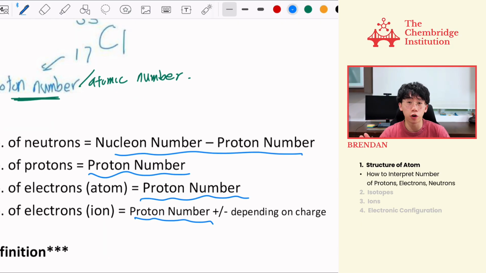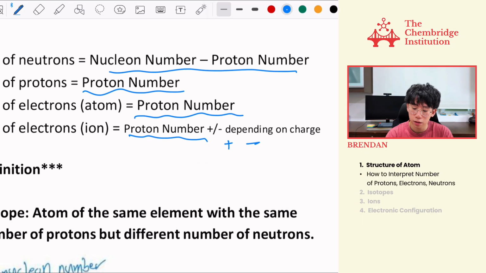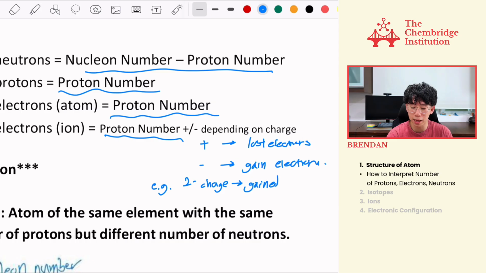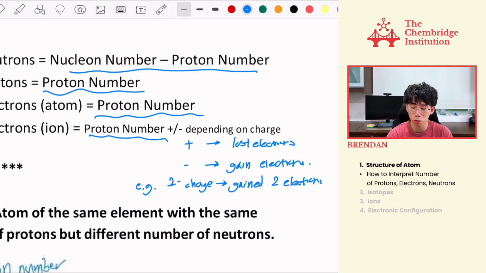Because in general, for an atom, the number of protons is equal to the number of electrons. The number of electrons for an ion can be determined by taking the proton number for the element and then adding or subtracting based on the charge itself. Generally, a plus charge means it lost electrons, and a minus charge means it gained electrons. Let's take an example. If it has a 2 minus charge, then it gained 2 electrons. So we would add 2 to the proton number.